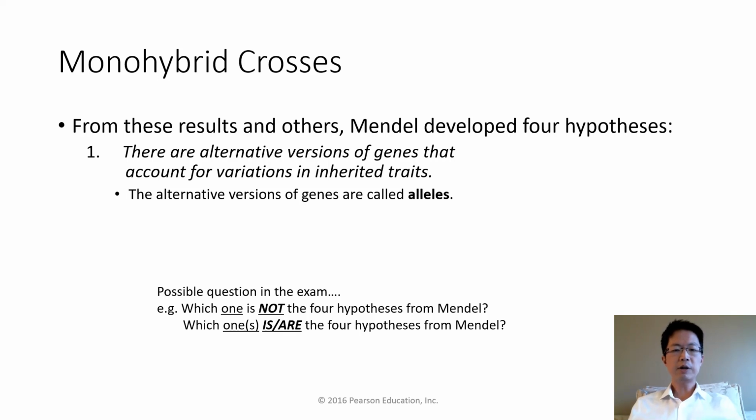So based on the result, Mendel formed 4 hypotheses. Okay, there are alternative versions of a gene that account for the variation, which we call alleles. Basically, he found out about alleles. An allele can be dominant or recessive. The dominant allele gives one color. For example, the dominant allele in this case is purple. The recessive allele is white.